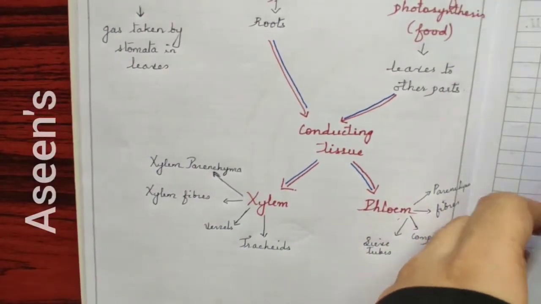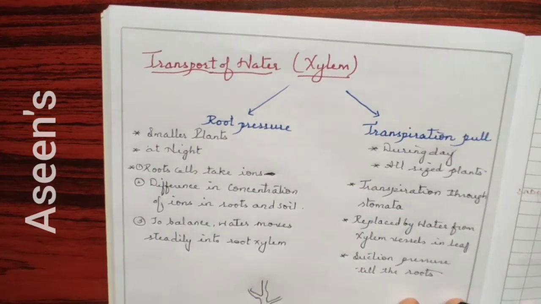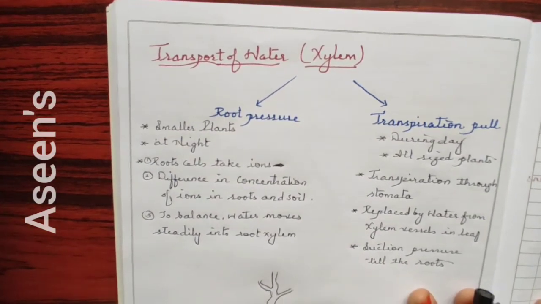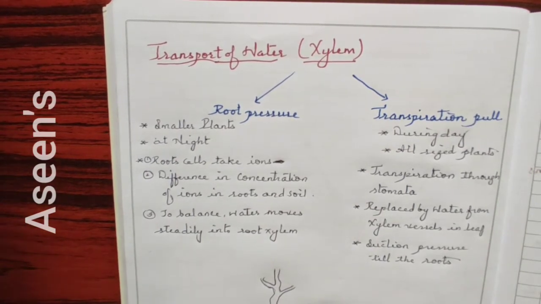So now let's start with understanding how this transportation is going to happen. We are going to see it individually. Let's start with xylem. How does transportation of water happen in xylem?